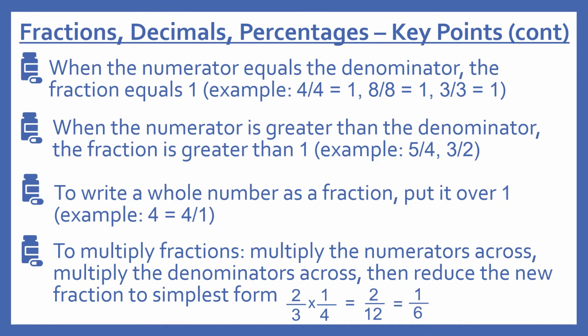To write a whole number as a fraction, put it over 1. So 4 written as a fraction would be 4 over 1. And to multiply fractions, multiply the numerators across, multiply the denominators across, and then reduce the new fraction to its simplest form. So for example, 2/3 times 1/4. If you multiply across the top and across the bottom, we get 2/12. That can be reduced if we divide the numerator and the denominator both by 2. That would equal 1/6.